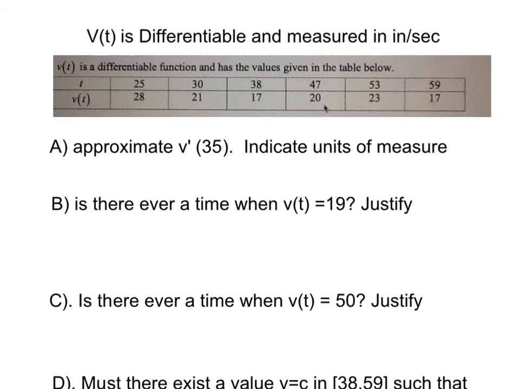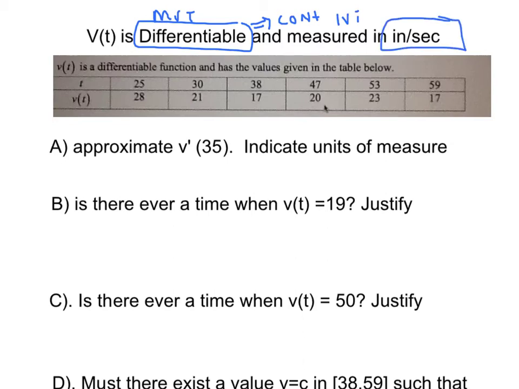All right, next handful of questions is based off this graph. Again, V of t is a differentiable function and it's measured in inches per second. So two things to sneak out: differentiable, which also means my function is continuous. Differentiable tells me, of course, mean value theorem, continuous tells me intermediate value theorem, and it's measured in inches per second. All right, so question A. Approximate V prime of 35 and indicate the units of measure.